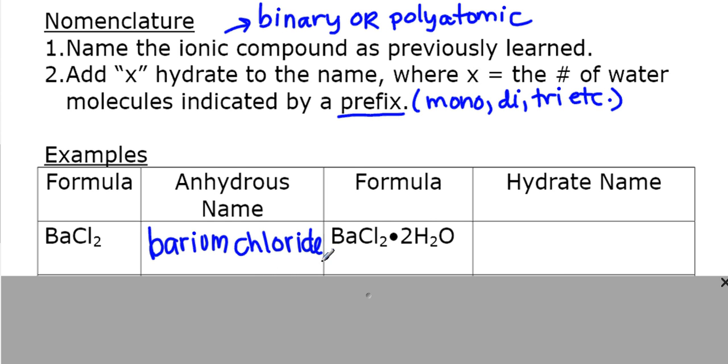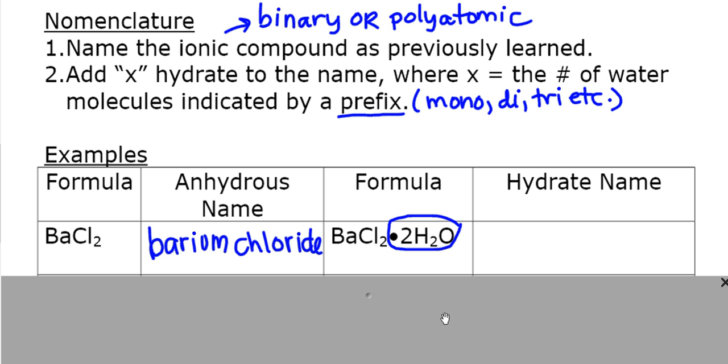Now, if it's a hydrate, you'll see now how the formula changes. Over here, this part of the formula is going to be new, and that's indicating that you have a hydrate. There's always a dot in between to show that they're attracted to one another. They're not chemically bound, it's just an attraction between forces. And then you'll see how many water molecules are bound for every one barium chloride unit you have. And then there's the formula H2O for water.